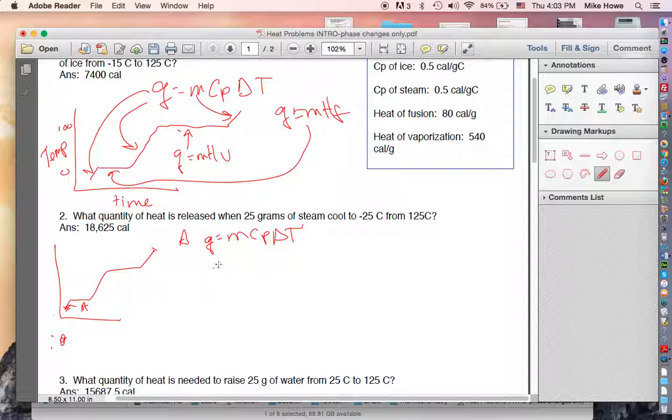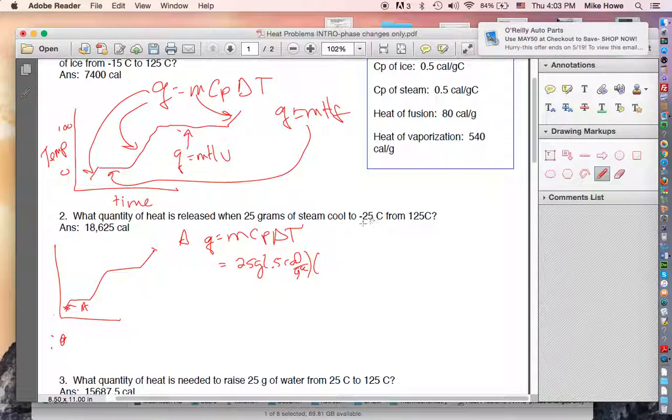So we plug in our mass, which is 25 grams. The specific heat capacity, since we're in the solid phase, we'd use ice. It's 0.5 calories per gram degree C. And our change in temperature is from negative 25 up to where the flat line occurs. What was the temperature at the flat line again? It was 0. So we're going from negative 25 up to 0, so the temperature change is 25 degrees C. All right, so I'm going to wait to work out the math.